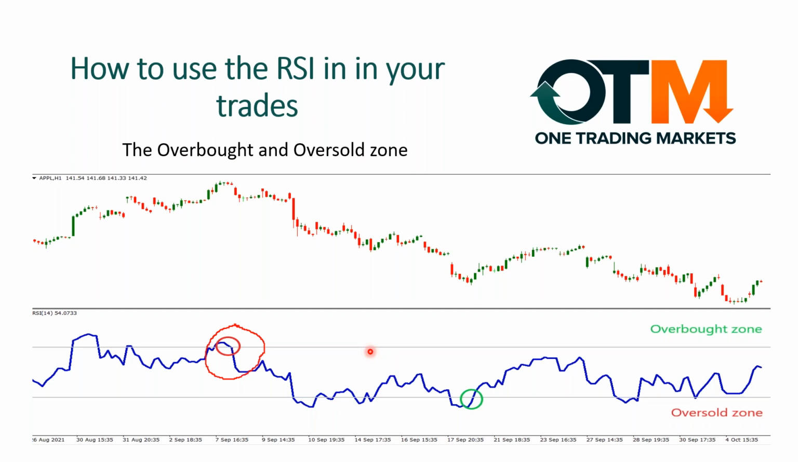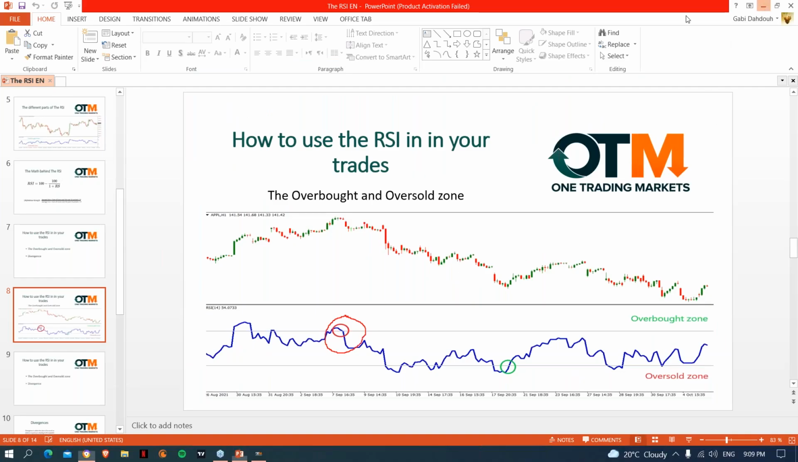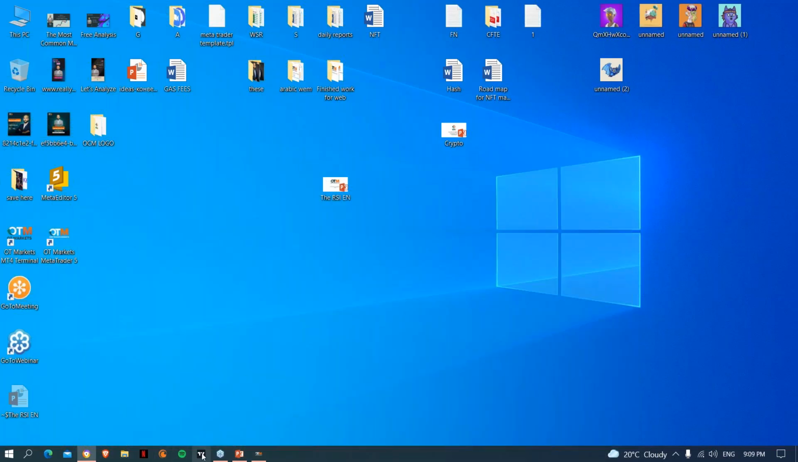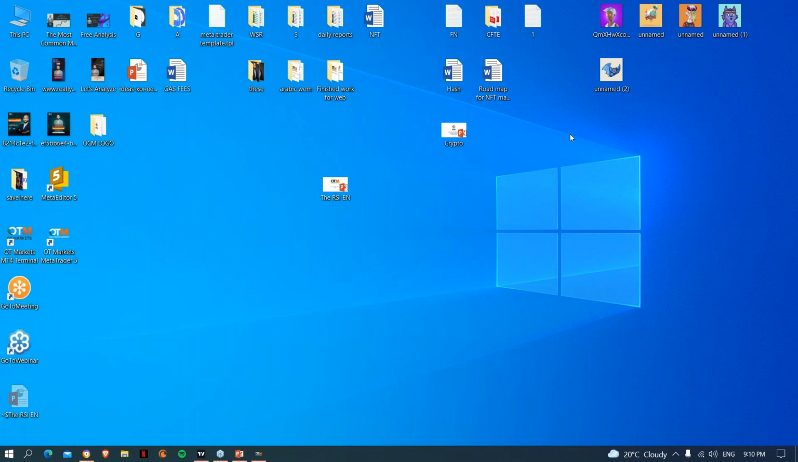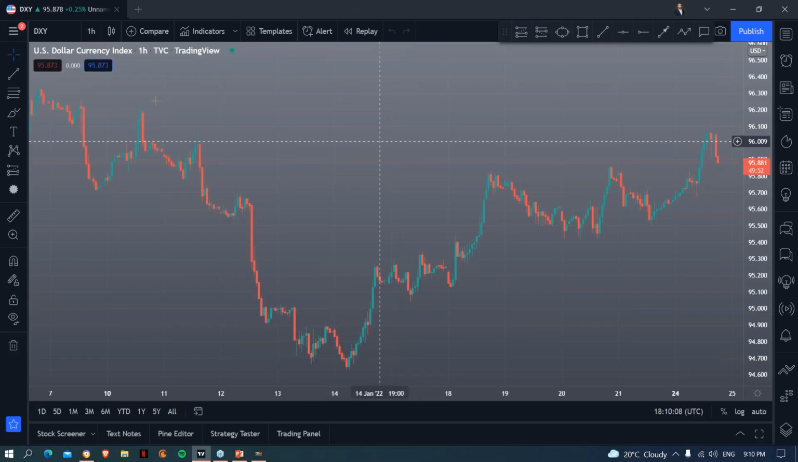Yeah, so of course, like I said, nothing is 100% in trading, but the RSI does give you better chances to identify buy and sell signals. Let's look at a real life example. Let's go to TradingView, which is an application that technical analysts use. There we go. Okay, so this is the DXY. This is a live feed, by the way.